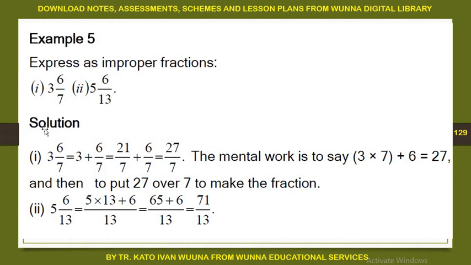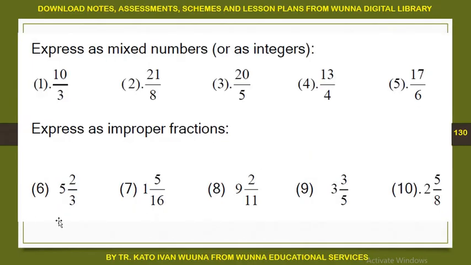So with that, it will be enough for this lesson. Otherwise, what is coming up is simply some work to do. Yes, we have two questions here. The first one is requesting us to express the numbers as mixed numbers or as integers.